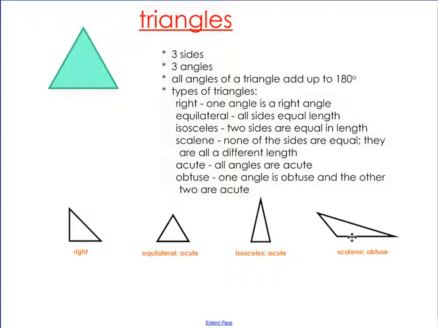And a scalene triangle, none of the sides are equal. They are all a different length. An obtuse triangle is one in which one angle is obtuse and the other 2 are acute. So this is what we know about triangles.